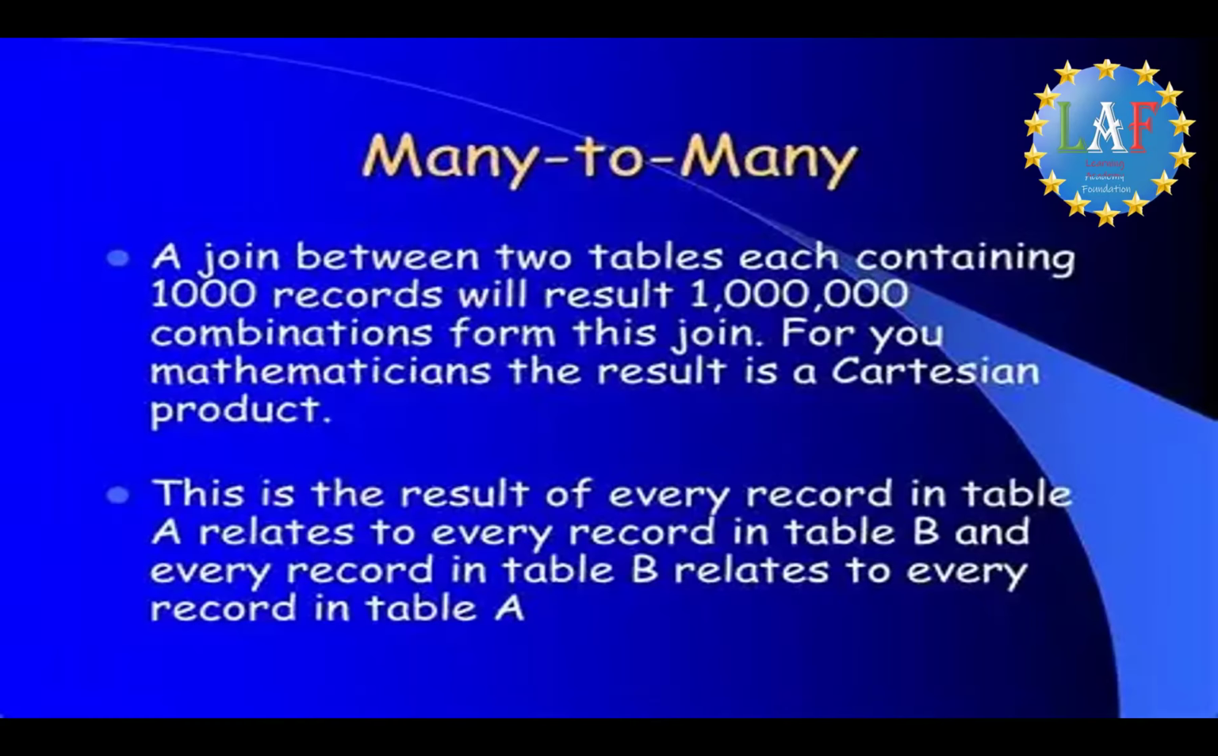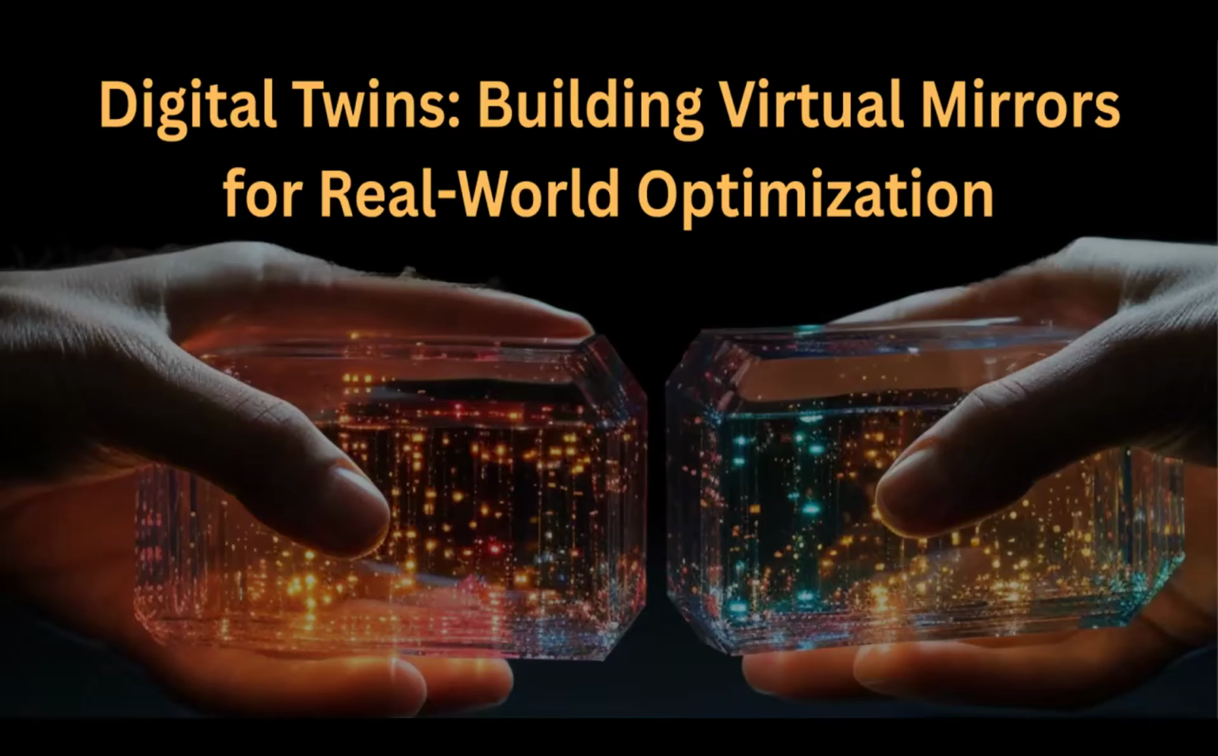So this is the result of every record in table A relating to every record in table B, and every record in table B relating to every record in table A. Example, students enrolled in multiple courses. These relationships help us build databases that mirror real-world interactions.